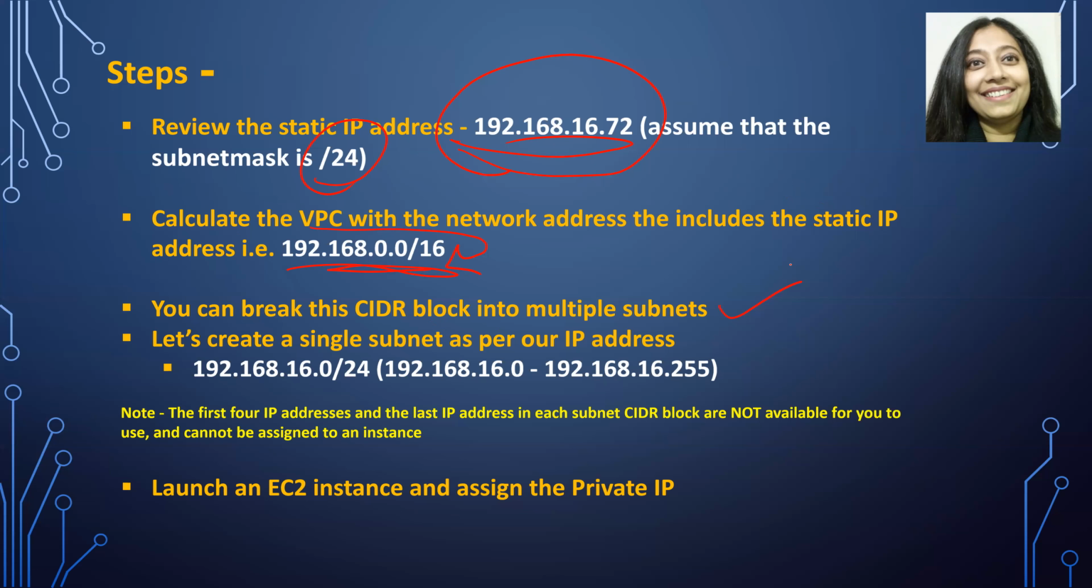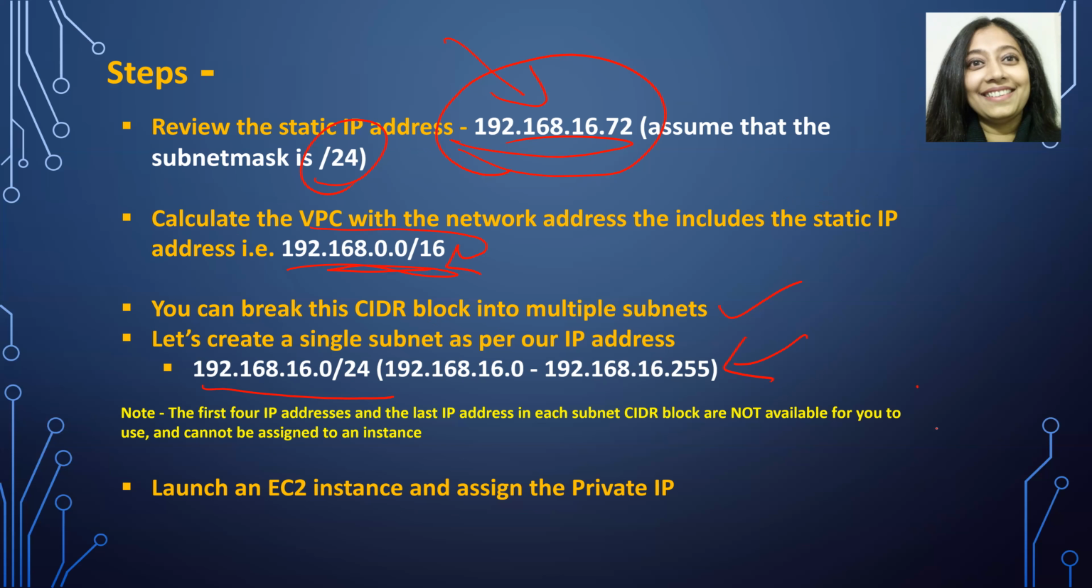But remember, what is our primary goal? Our primary goal is to ensure that we launch an EC2 instance with this IP address. So hence, we will create a single subnet, right, with this CIDR block. And that is going to support these IP addresses.